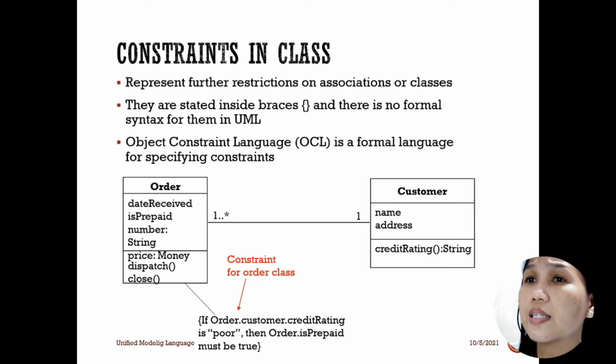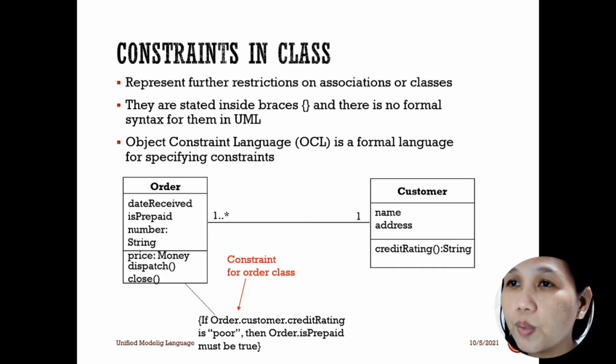How about the constraints in class? It represents a further restriction on an association or class. In our example, the Object Constraint Language is a formal language for specifying constraints. We have the Order class and the Customer. Our constraint for this diagram is: if order.customer.creditRating is poor, then order.isPrepaid must be true. That is the constraint under this class example.